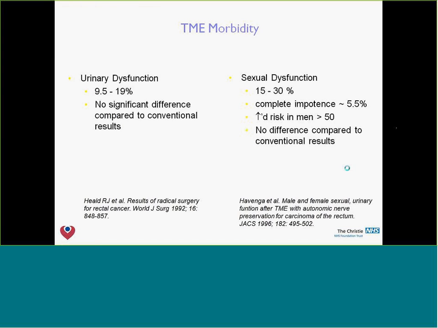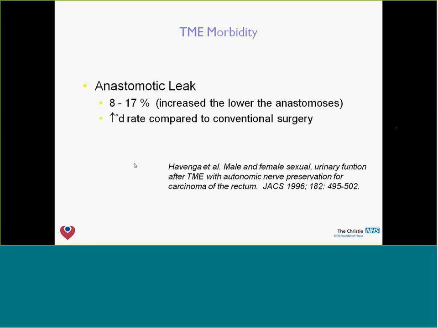And unfortunately, TME is not without morbidity. It is good at curing cancers, but there is a high incidence of urinary dysfunction, which is about 20%, which we quote when we consent patients here, and sexual dysfunction of 15 to 30%. Impotence is about 5 to 10%. And these have to be put in the equation when we talk about rectal cancer surgery. And TME has a high incidence of anastomotic leak because of the very low rectal anastomosis which we do, and we quote a figure of about 15 to 20%.